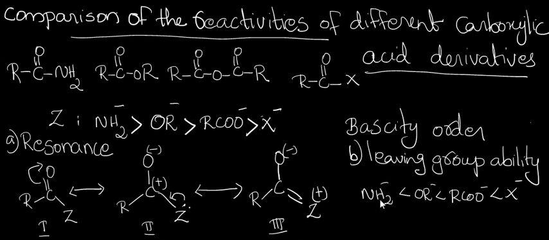Then by combining these two factors, one is the resonance factor and another one is the leaving group ability factor, together we can say the order of reactivity towards nucleophilic acyl substitution is: acid halide is more reactive than acid anhydride, which is more reactive than ester, which is more reactive than amide. That is the order of reactivity in the case of different carboxylic acid derivatives.